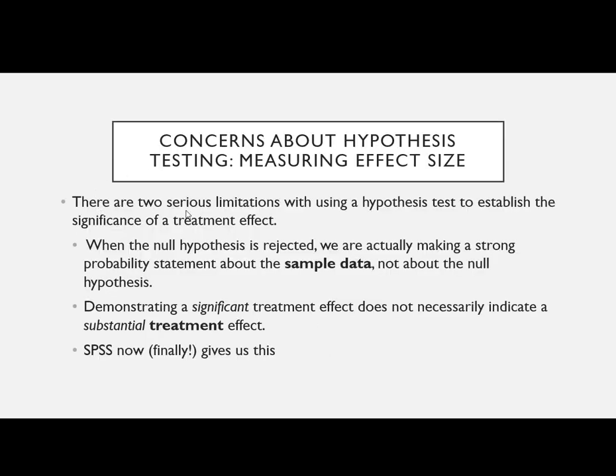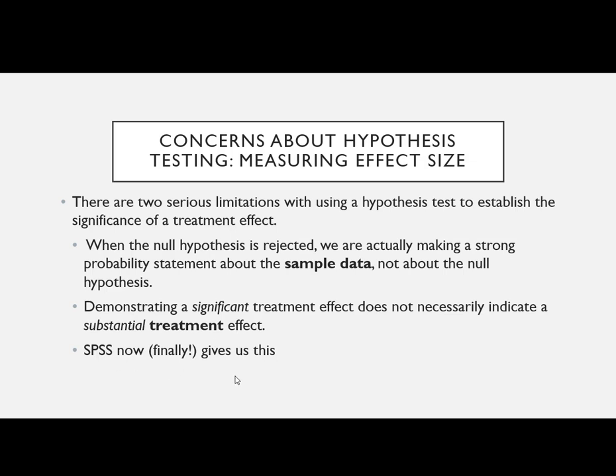Why? Because there are two serious limitations with using hypothesis tests to establish the significance of a treatment effect. When the null hypothesis is rejected, we're actually making a strong probability statement about the sample data, not about the null hypothesis. Remember, using our sample data to infer back to the population, we're finding stuff out about the sample data, but not so much about the null hypothesis. By demonstrating a significant treatment effect, it does not necessarily indicate a substantial treatment effect.